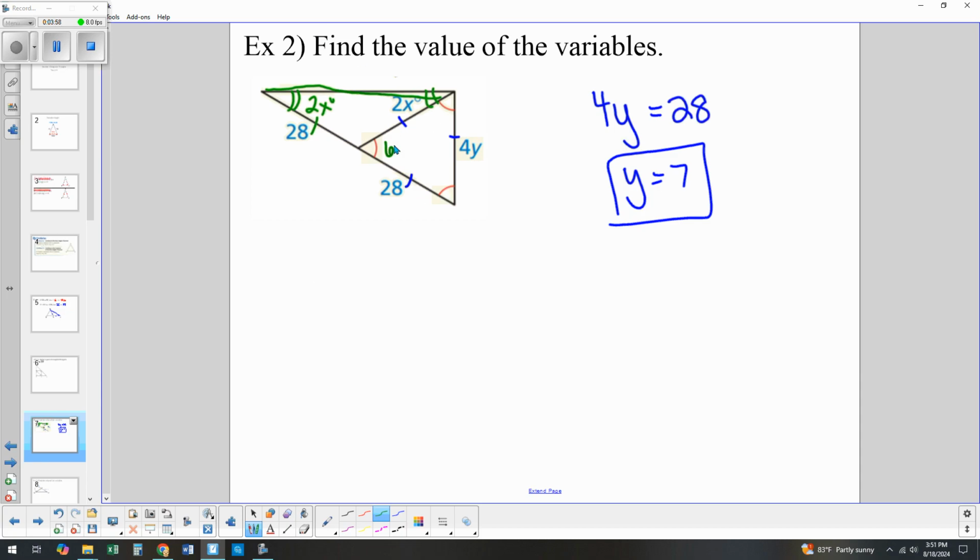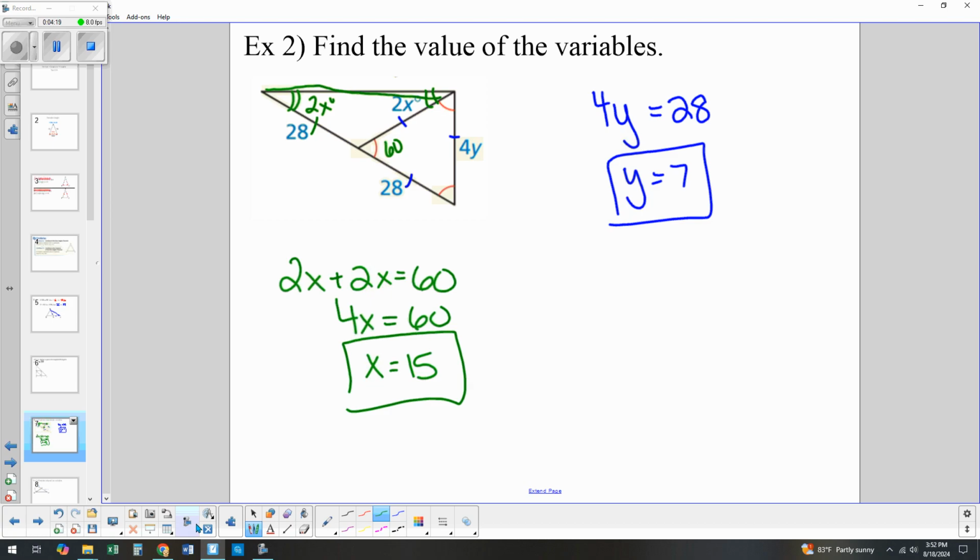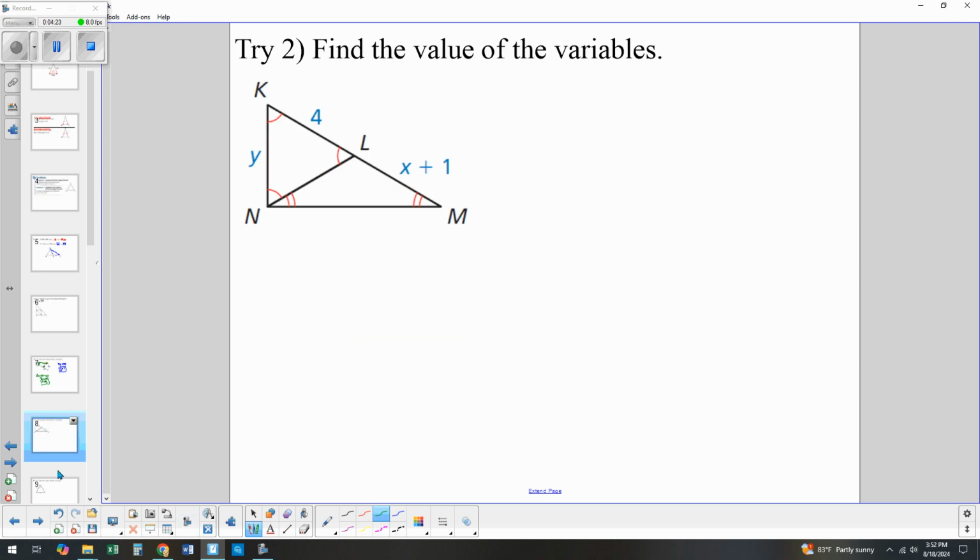So I can use the exterior angle theorem here from section 5.1 and 5.2, where the sum of the two non-adjacent interior angles is equal to the exterior angle. So that's 4x equals 60 and x equals 15. All right, here's a try. Pause if you'd like. Answers are posted online.